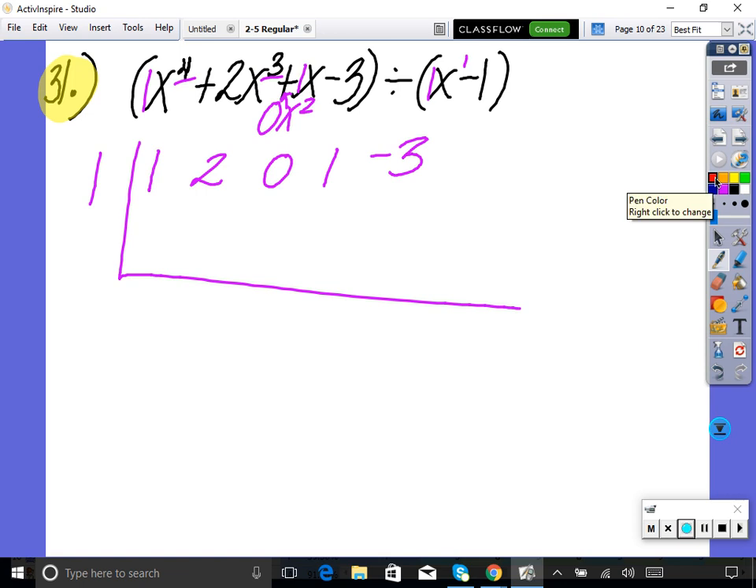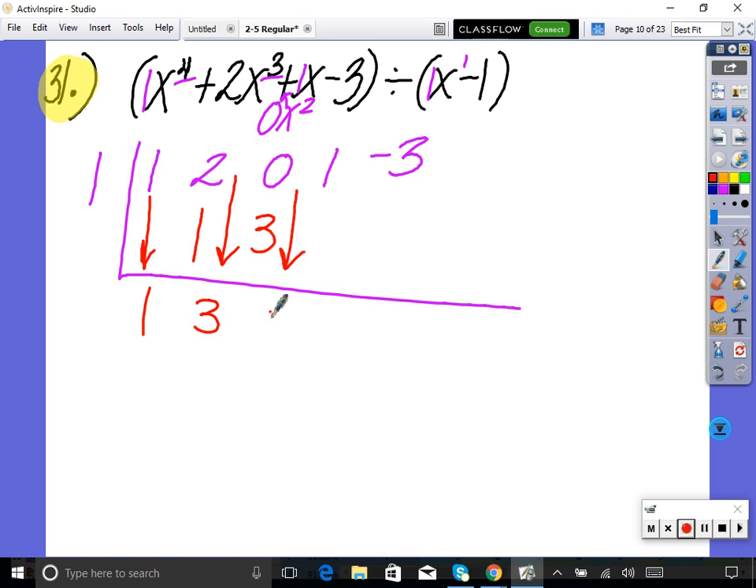Here we go. We add straight down. 1 plus nothing is 1. We multiply up. 1 times 1 is 1. We add straight down and get 3. 3 times 1, add straight down, we get 4. 4 times 1, add straight down, we get 1. Now once again, we took degree 4 divided by degree 1, so degree 3, right?